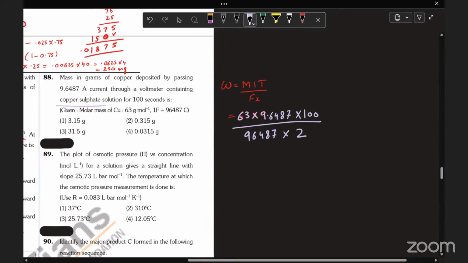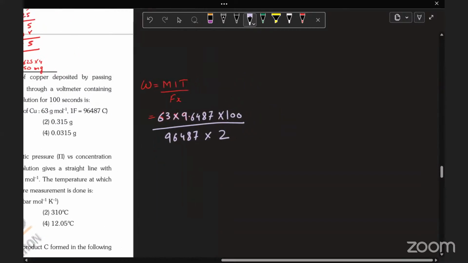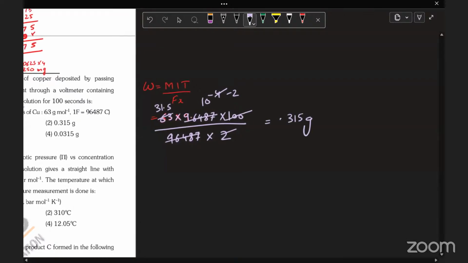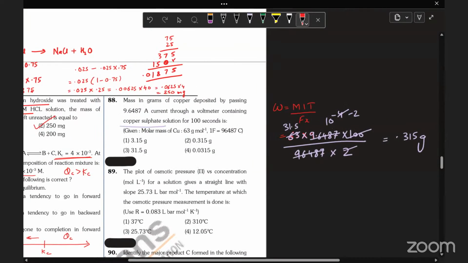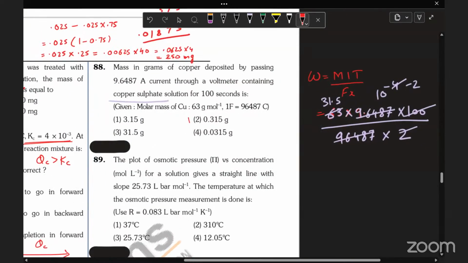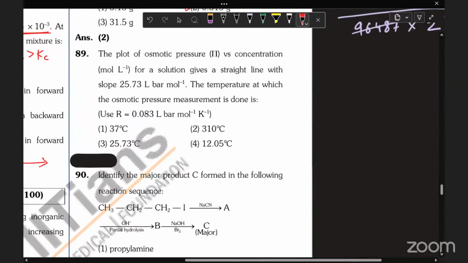So if I just solve this, I'll say this is 10 to the power minus 4. So this is 31.5 and 2. This will be minus 2. So this will be 0.315 grams. Look at the options. Option number 2 says 0.315 grams. So that's the right answer. And yes, that's true as well. Moving on to the next question.